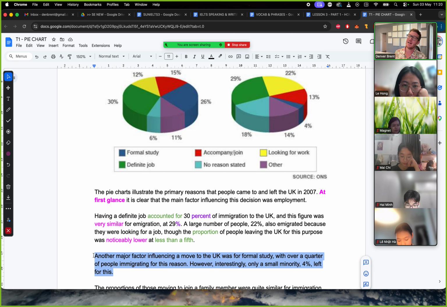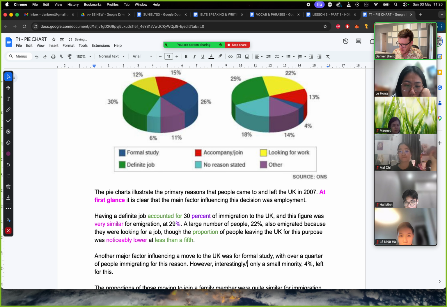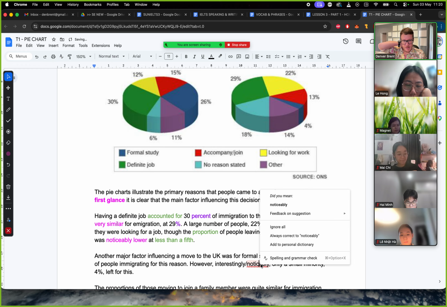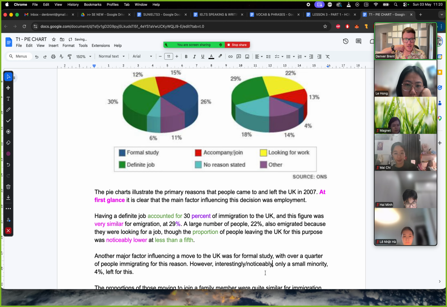Now, this isn't a very nice way of writing this. I wouldn't have said interestingly. It's too personal. I would rather have said noticeably. I don't know how to spell noticeably. Sorry, I cannot spell. However, I would have rather said noticeably. Only a small minority, 4%, left for this. Okay. Simple.